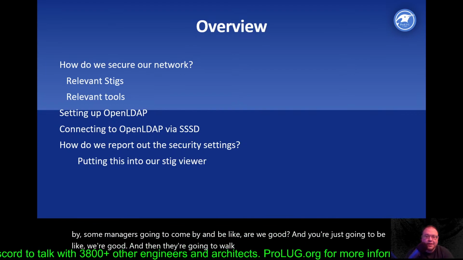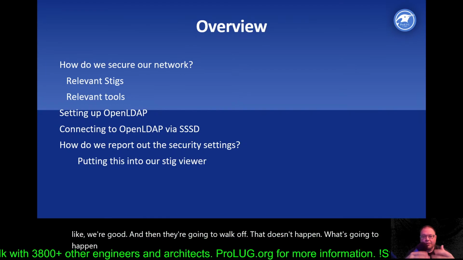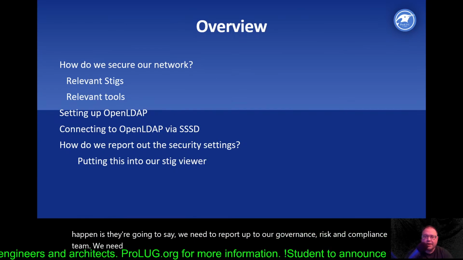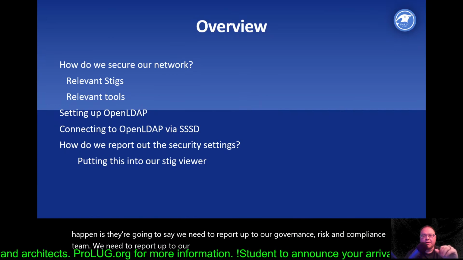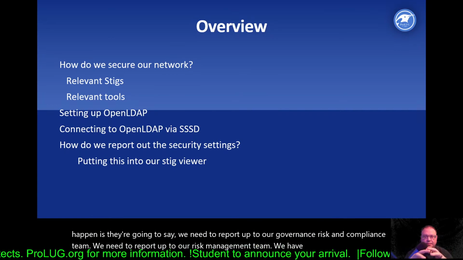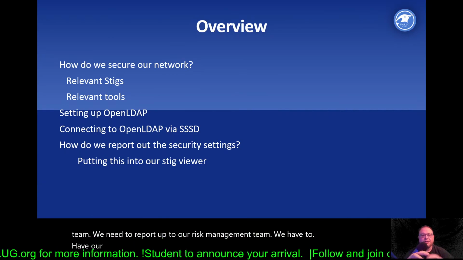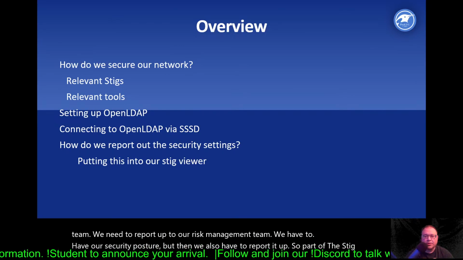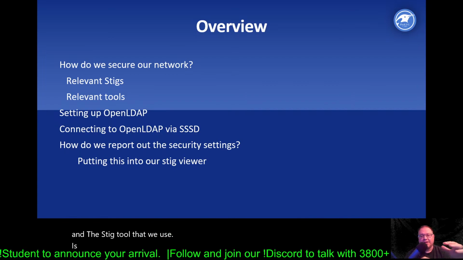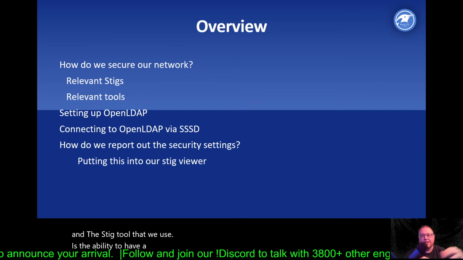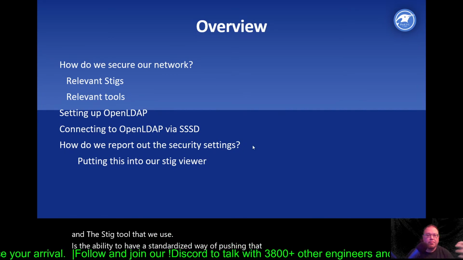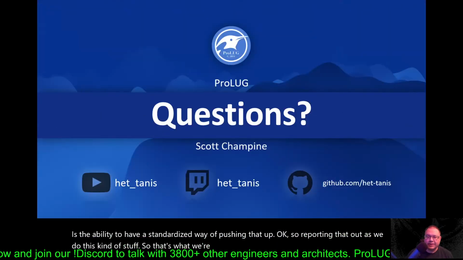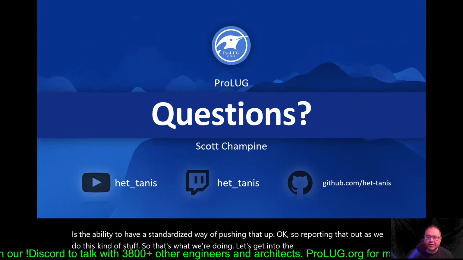That doesn't happen. What's going to happen is they're going to say, we need to report up to our governance, risk, and compliance team. We need to report up to our risk management team. We have to have our security posture, but then we also have to report it up. So part of the STIG viewer and the STIG tool that we use is the ability to have a standardized way of pushing that up. Okay, so reporting that out as we do this kind of stuff. So that's what we're doing. Let's get into the actual course then.